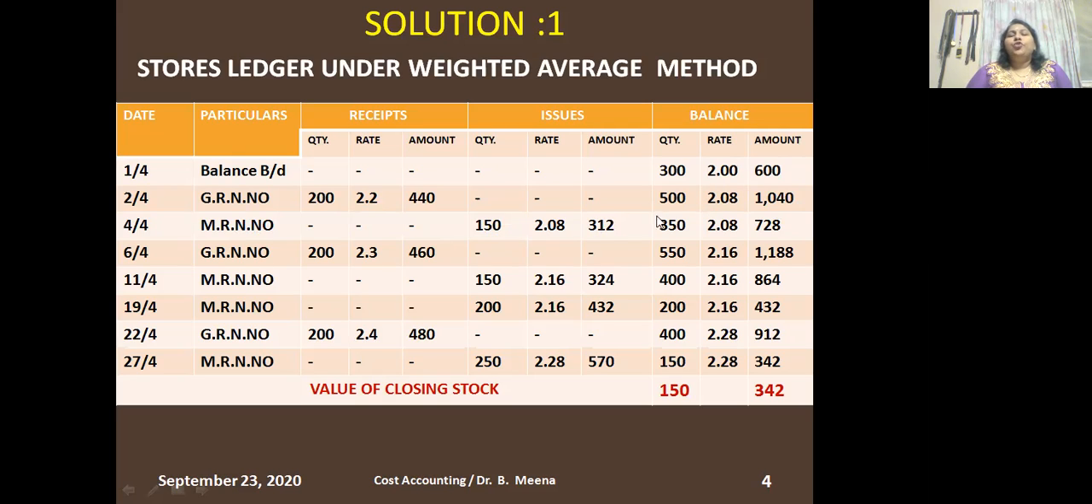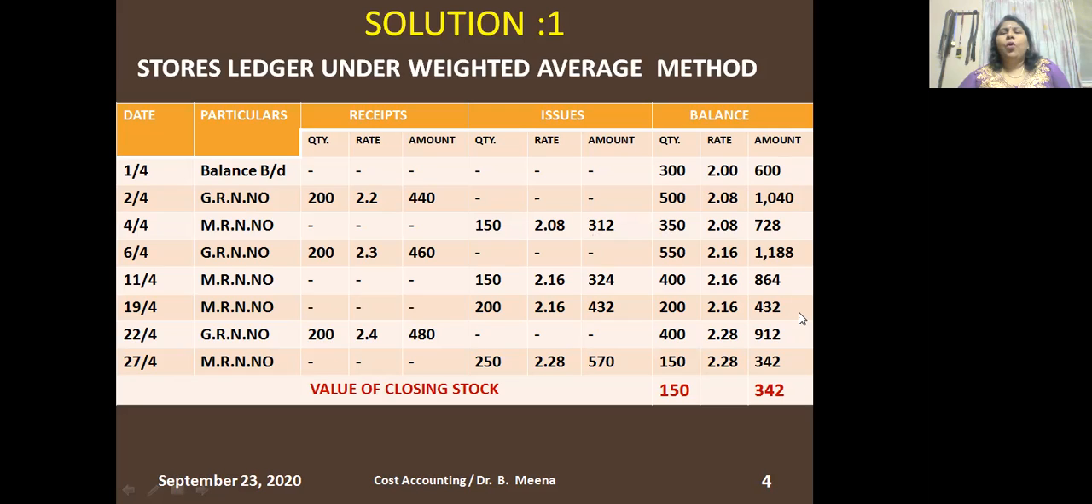So I can substitute the new rate. What is the new rate? 2.08. So 150 into 2.08, 312. Once I have made an issue, my pending work is to show the balance. So already 500 was there. Out of this, I made use of 150. I issued 150, so what is the balance? 350. Likewise, the value of stock was 1040, but 312 rupees worth of stock has gone to the production unit, so what would be the value of stock remaining? I think you are able to follow.